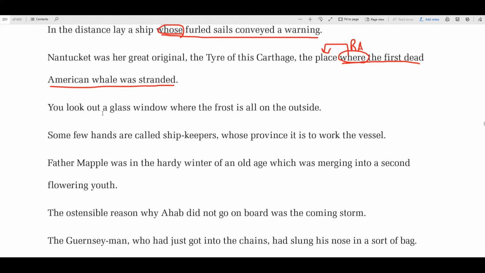Okay, you look out a glass window where the frost is all on the outside. That would be where. This would be a relative adverb. Where the frost is all on the outside, telling about the window.